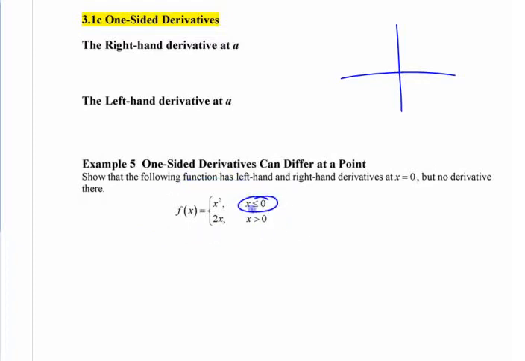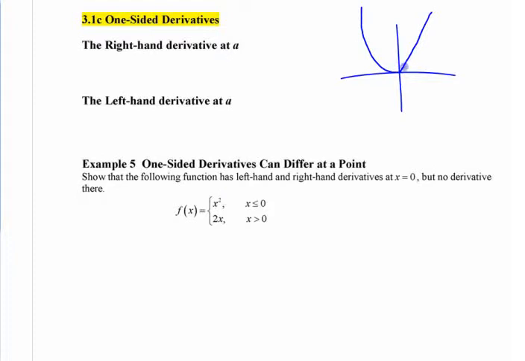On the left-hand side, you have x squared, so you have half a parabola. I'll exaggerate it at the bottom there. And then on the right-hand side, you have this steeper line like that. So what we're looking at is the fact that the derivative from one side is not going to be the same as the derivative from the other side.